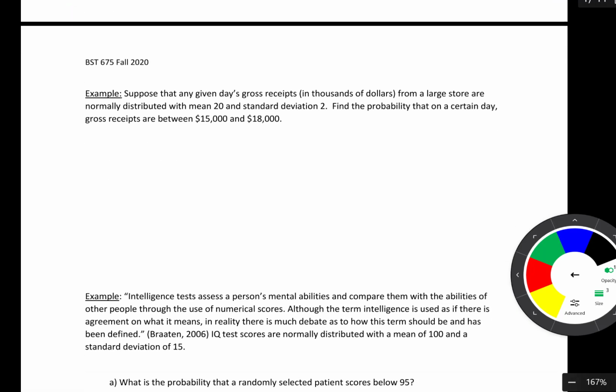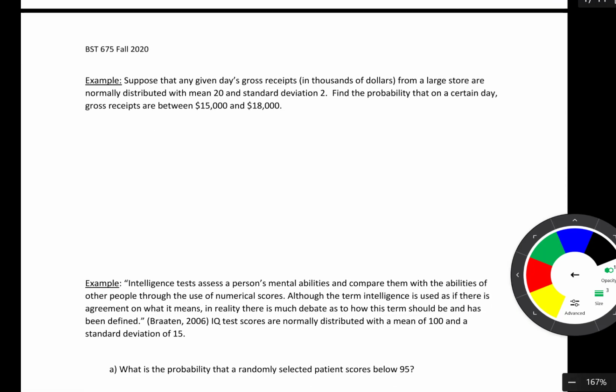Alright, so let's look at a couple examples and how we would go about solving these. Suppose that any given day's gross receipts in thousands of dollars from a large store are normally distributed with mean 20 and standard deviation equal to 2. Find the probability that on a certain day those gross receipts are between 15,000 and 18,000.